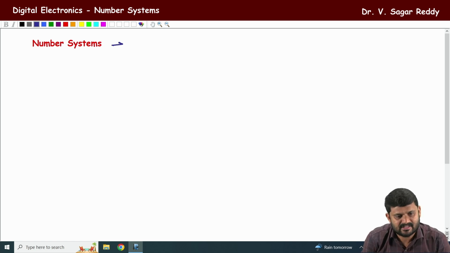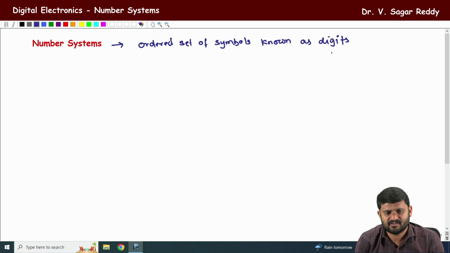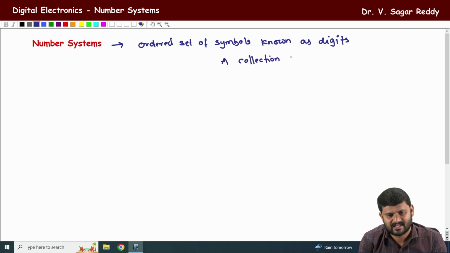See, a number system is like an ordered set of symbols known as digits. A collection of these digits makes a number.